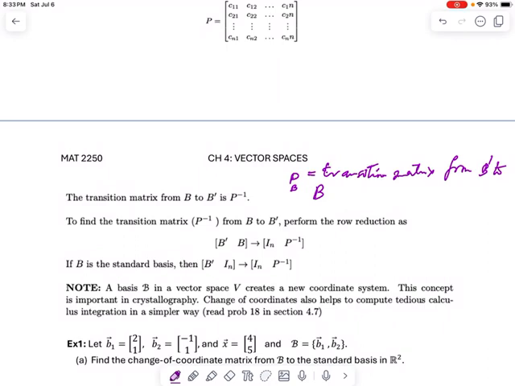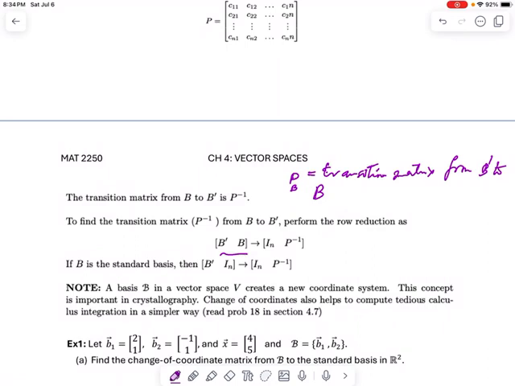So to find the inverse, the transition matrix P inverse from B to B prime, perform the row reduction as follows. What we do is augment the two matrices. Just remember this: the one where we are starting, you put on the right side, and the one to which you are going, the one you are changing to, you put on the left. That's how this is.